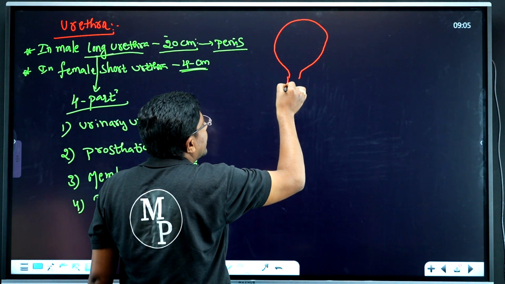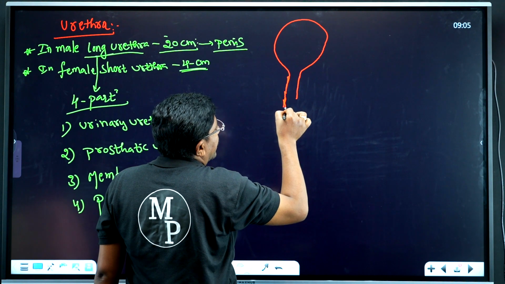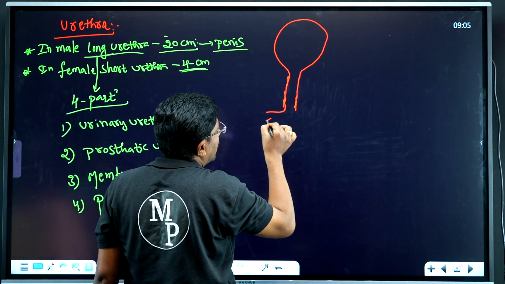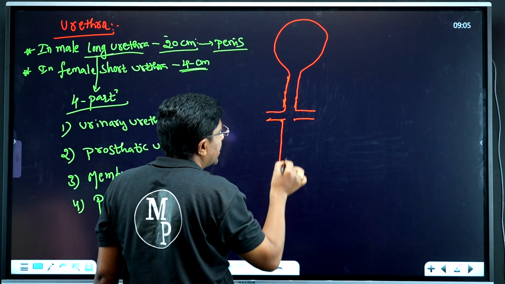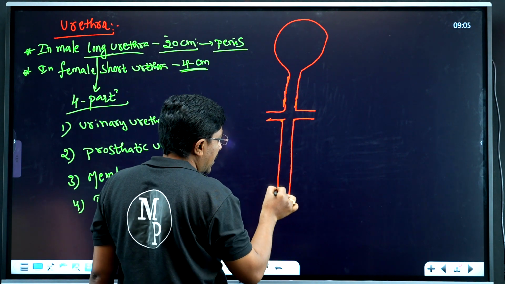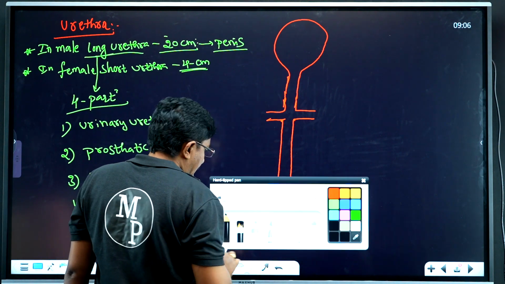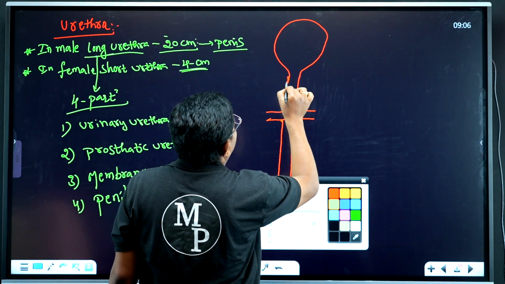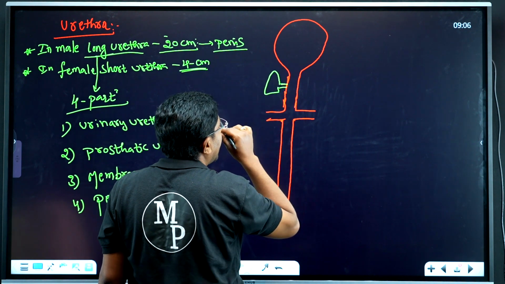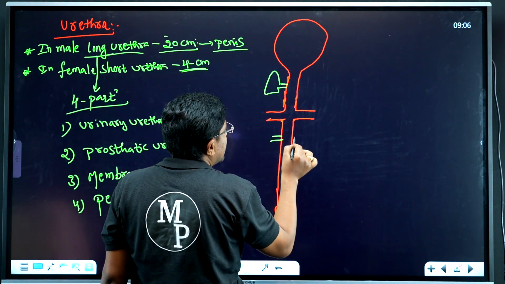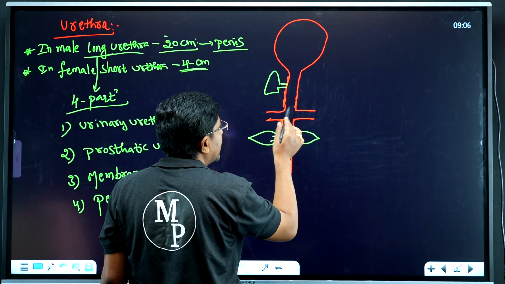The urinary bladder opens into the urethra, and into this urethra the two ejaculatory ducts open from either side, and it then continues into the penis. That is one point. And in this region, the prostate gland is present, and at another region the bulbourethral glands are there.